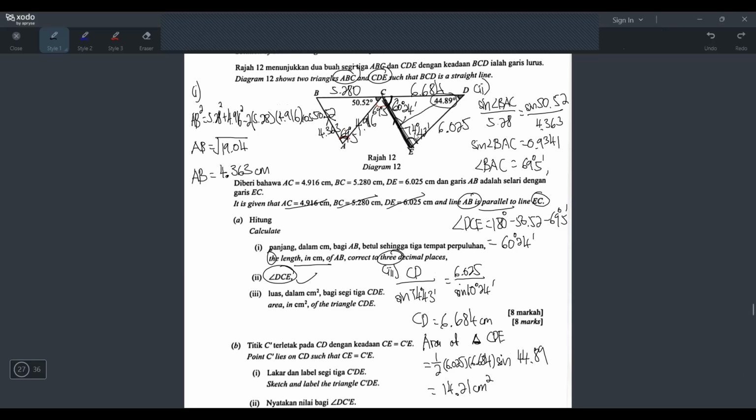Then what about the biggest angle? What is the biggest angle here? 74 degree 43 minute, right? It means the side in front of this angle will be the longest side in the triangle. Okay?